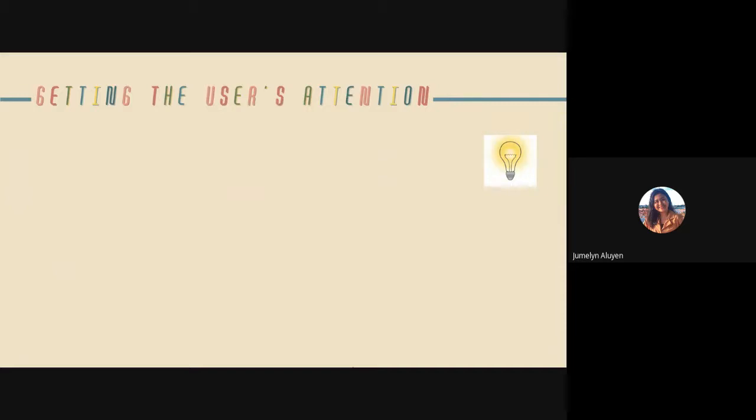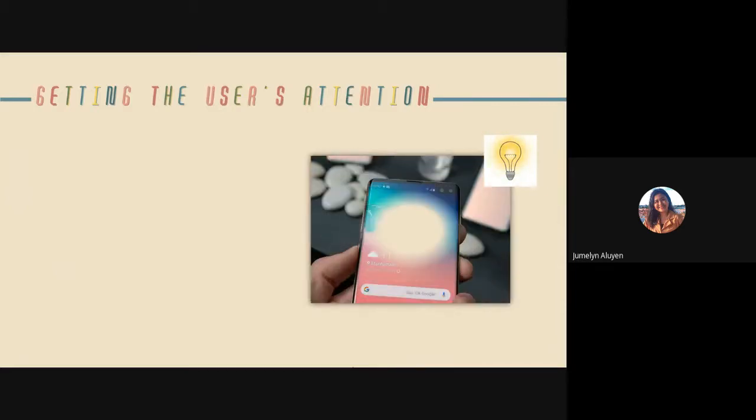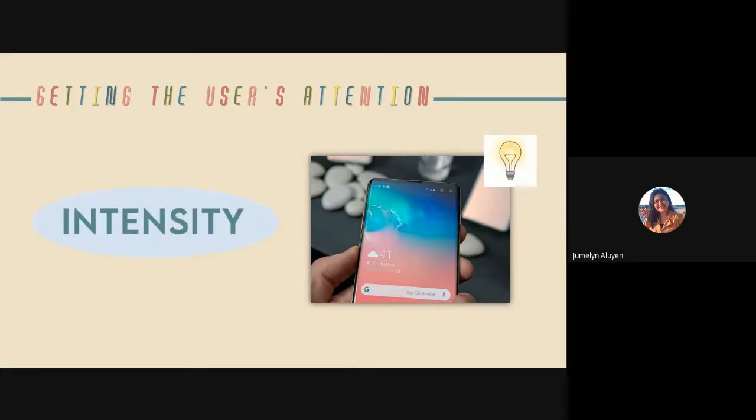Next is getting the user's attention. So how do you get the user's attention? So first is by the intensity. So this refers to the intensity of light in your phone, and it is recommended to use 2 levels only with limited use of high intensity to draw attention. So dapat dili kayo too much intensity of light because it might cause fatigue to the users.